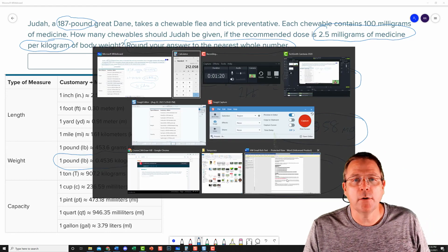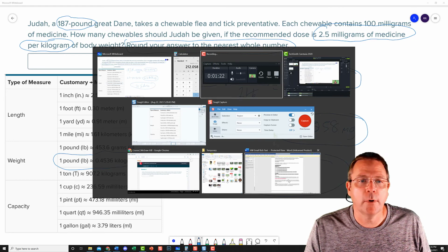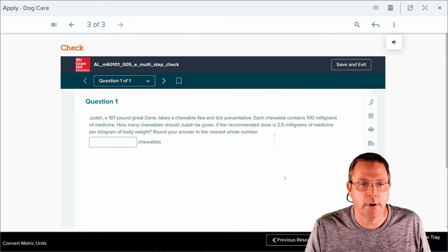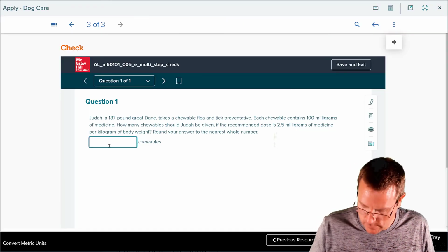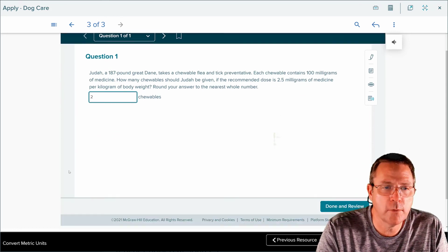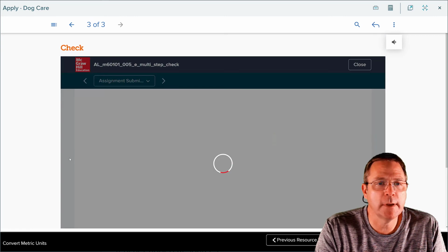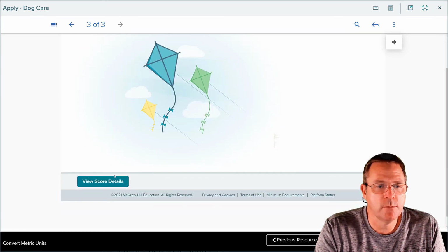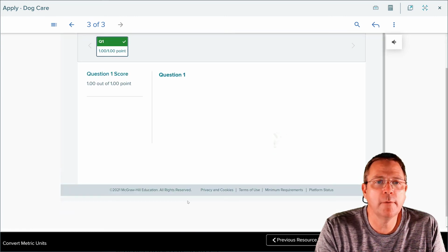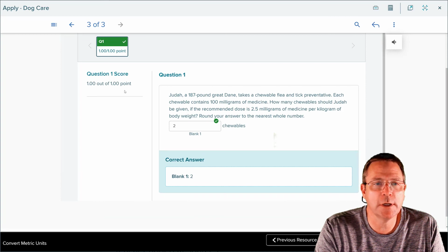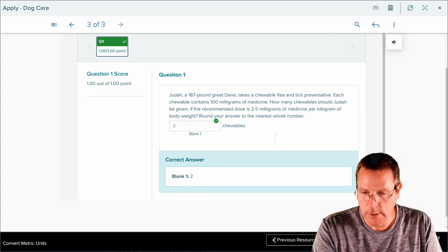So we're going to come back over here to our problem, and if I can find it way down there, we're going to put in how many chewables? 2 chewables, and we're going to hit done and review, submit the assignment, and that one should be good. That of course would come to me, view score details, and you can see we got 1 out of 1 correct. We are almost done.